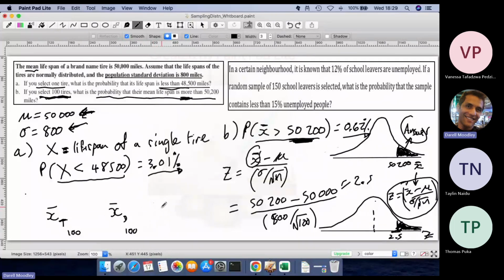So what we want is to be able to derive probabilities for any sample, mine, yours, anyone else in the chat, of a size of 100, and determine the chance of the average of that sample being greater than something or less than something. In our case, what's the chance of that sample being greater than 50,200? Does that make sense?